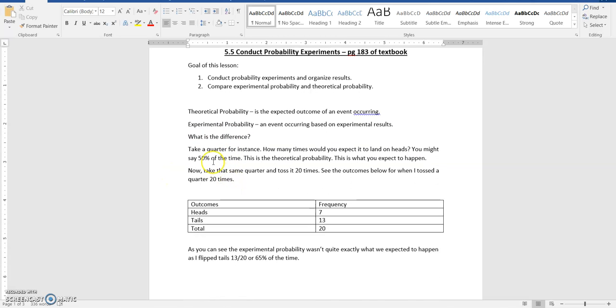So you may ask, what is the difference? And for instance, you could take a quarter. How many times would you expect it to land on heads? You might say 50% of the time. This is the theoretical probability. This is what we expect to happen.